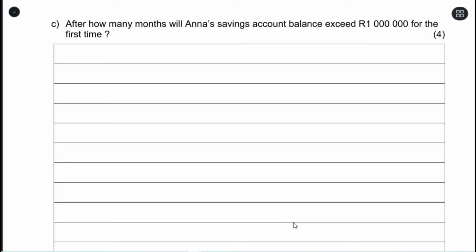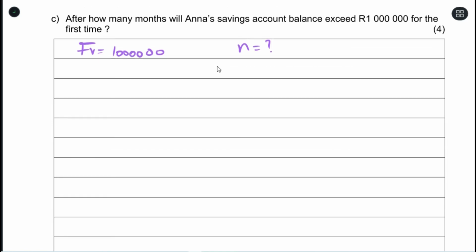And question C says, after how many months will Anna's savings account balance exceed 1 million for the first time? Okay, so to answer this question here, we would take our future value to be a million. So we want to find the exact month it's going to cross this million mark, right? So using the same future value formula, we're going to substitute, but now remember, we're trying to find n. Everything's the same. The only difference now is that we are trying to find how many months? The n value, right?